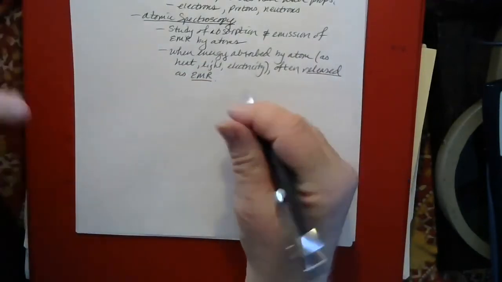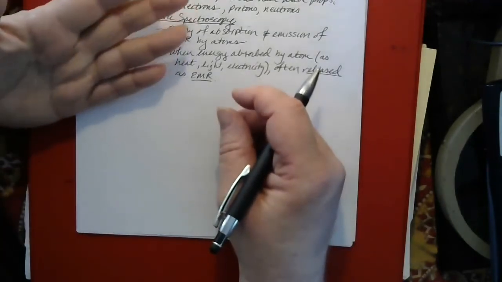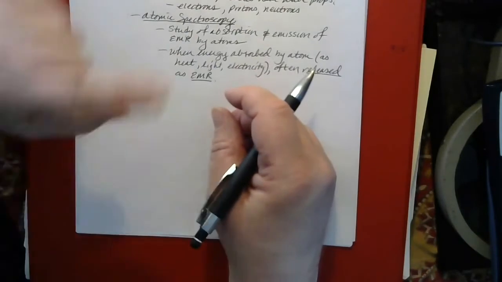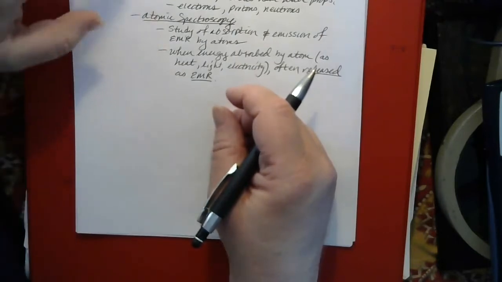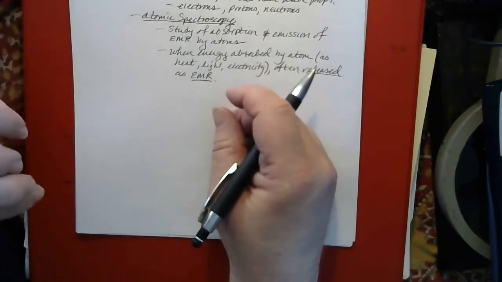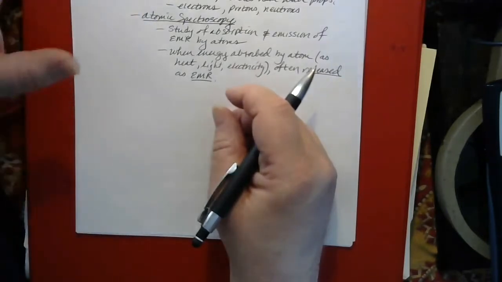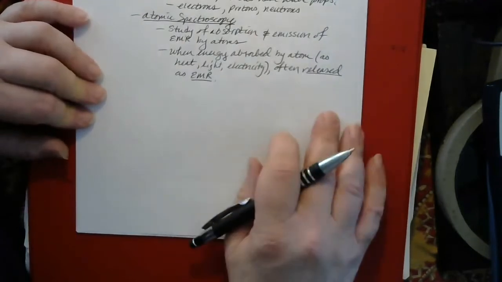So an atom doesn't really have to absorb energy in the form of electromagnetic radiation in order to emit electromagnetic radiation. Even when an atom does absorb electromagnetic radiation, it often emits electromagnetic radiation of different wavelength and frequency from what was absorbed. Okay, so that's an interesting phenomenon.